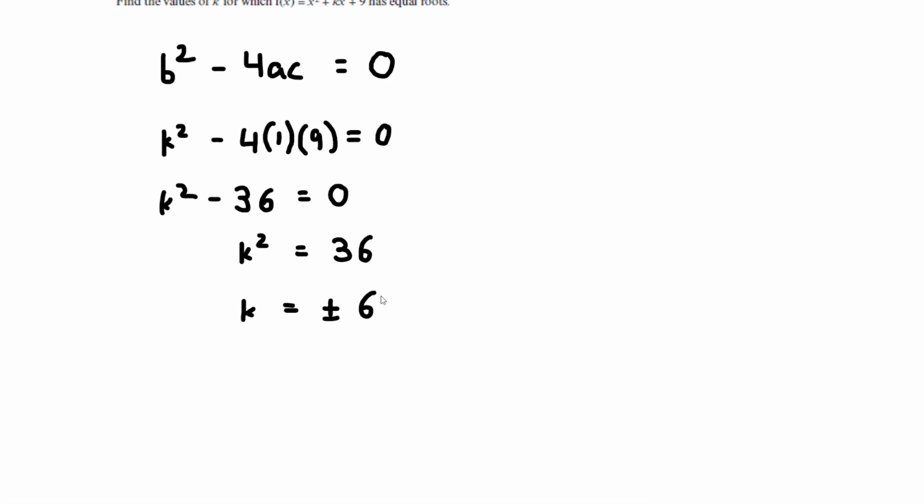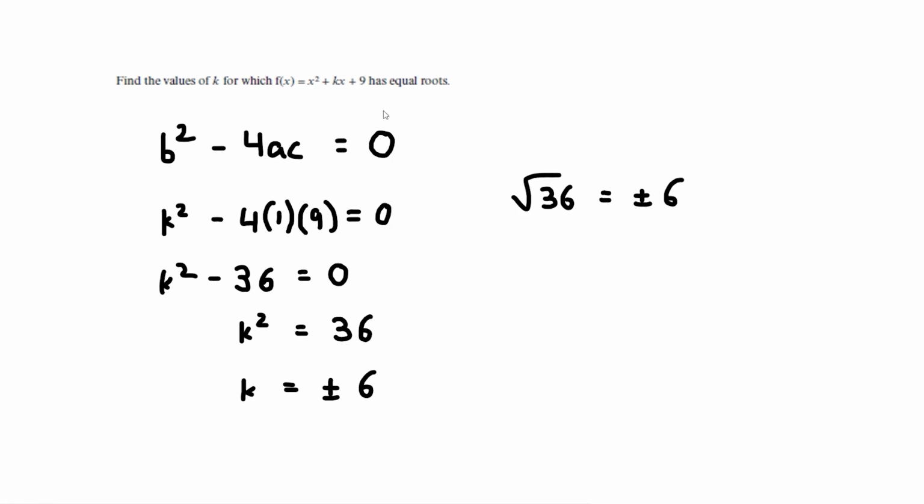Now, be careful with this because remember that when we're square rooting a number, so in this case 36, we're going to have a positive and a negative. Because positive 6, when you square it, you get 36, and negative 6, when you square it, you get positive 36 as well. So we've got two solutions, and these are the values of k where this quadratic has equal roots.